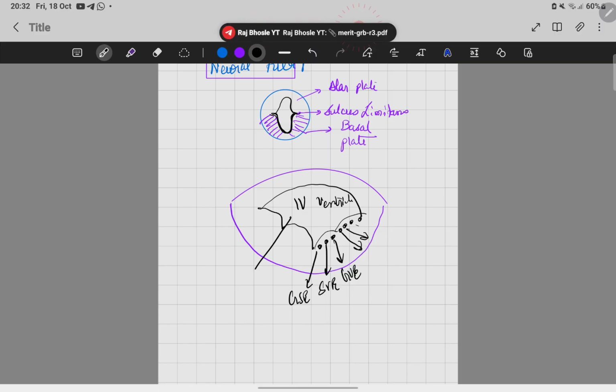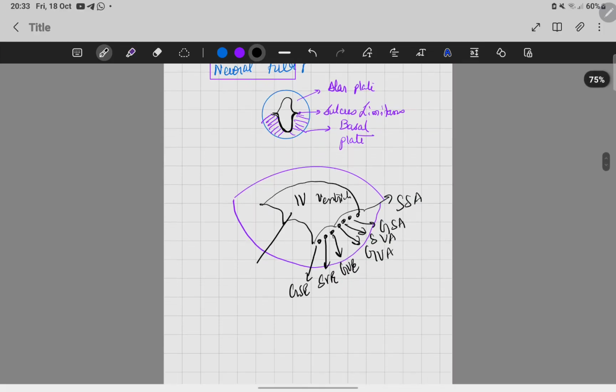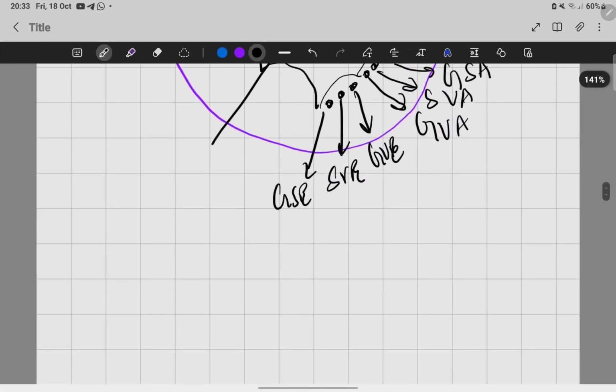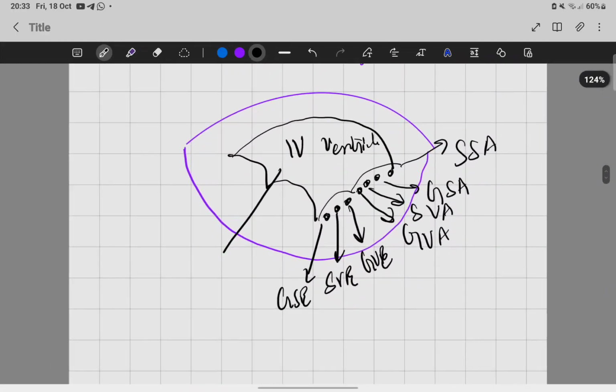Another 4. 1, 2, 3, 4. General, special, then general, then special. Visceral efferent, visceral efferent, somatic efferent. These are the nuclei in the neural tube, and these are very important nuclei.